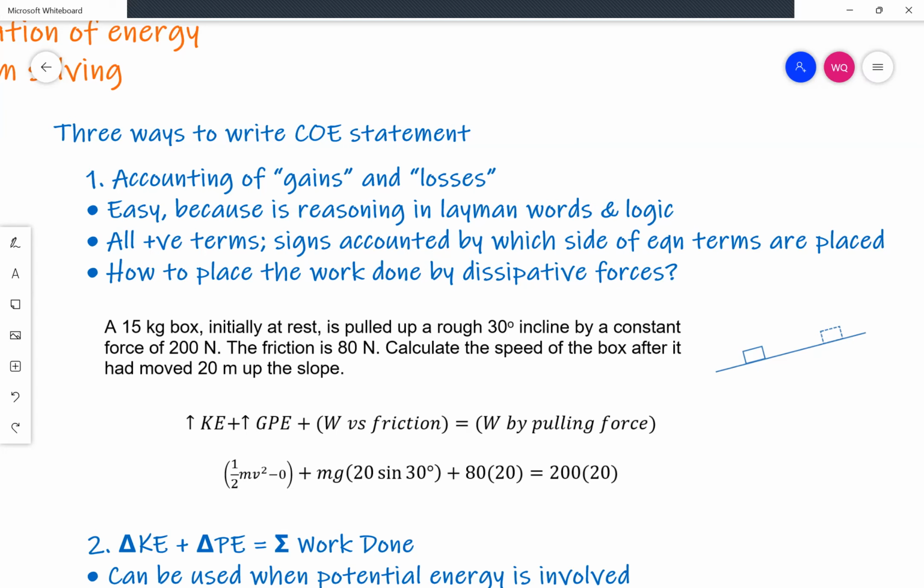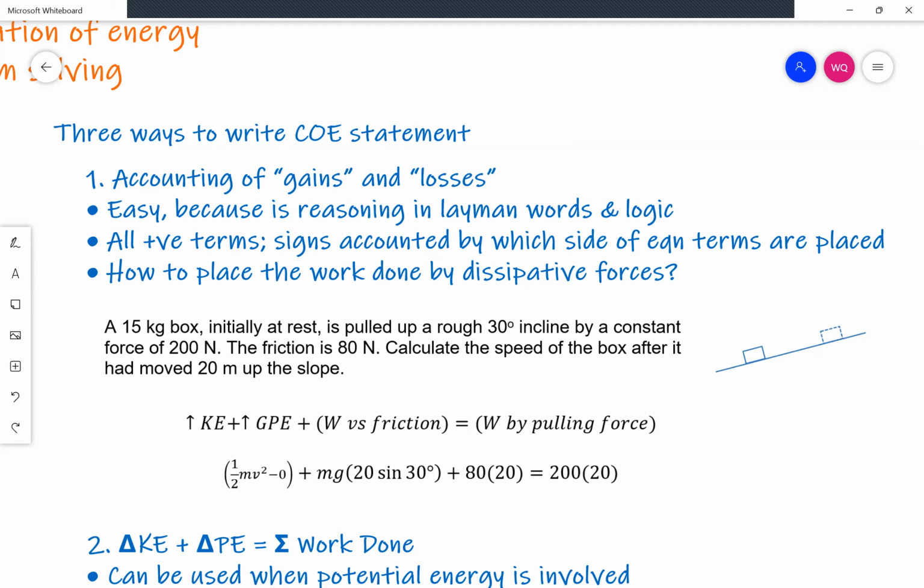So if there was a loss, then you write it on the right-hand side of the equation. Then you have the work done against friction, which I say is a sort of gain in the thermal energy. On the right-hand side, you have the work done by the pulling force. So 4 items. Next step, I substitute in the terms partially. I didn't substitute in the mass, but that's fine. So you can see how the terms lay out, and all terms are positive terms.